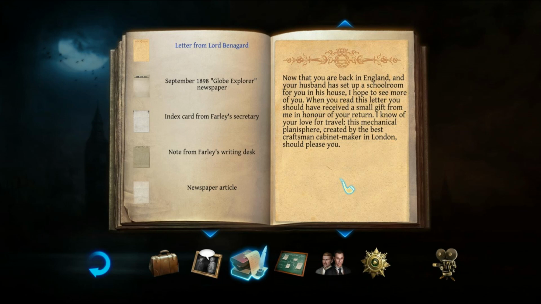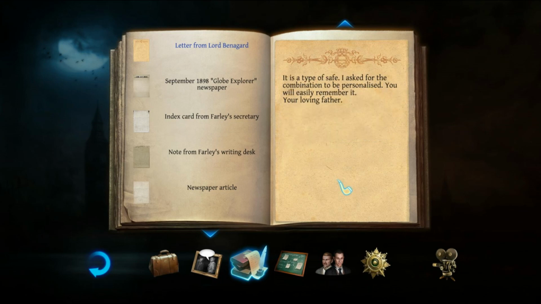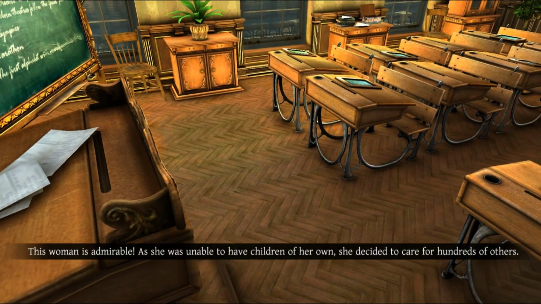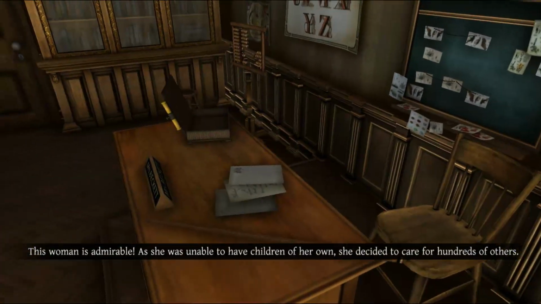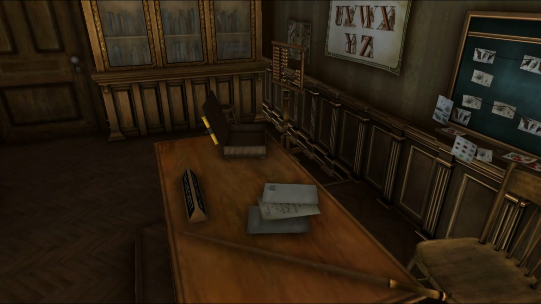When you read this letter, you should have received a small gift from me in honour of your return. I know of your love for travel. This mechanical planisphere, created by the best cabinet maker in London, should please you. It's type safe. I asked for the combination to be personalised. You will easily remember it. Your loving father. This woman is admirable. As she was unable to have children of her own, she decided to care for hundreds of others.